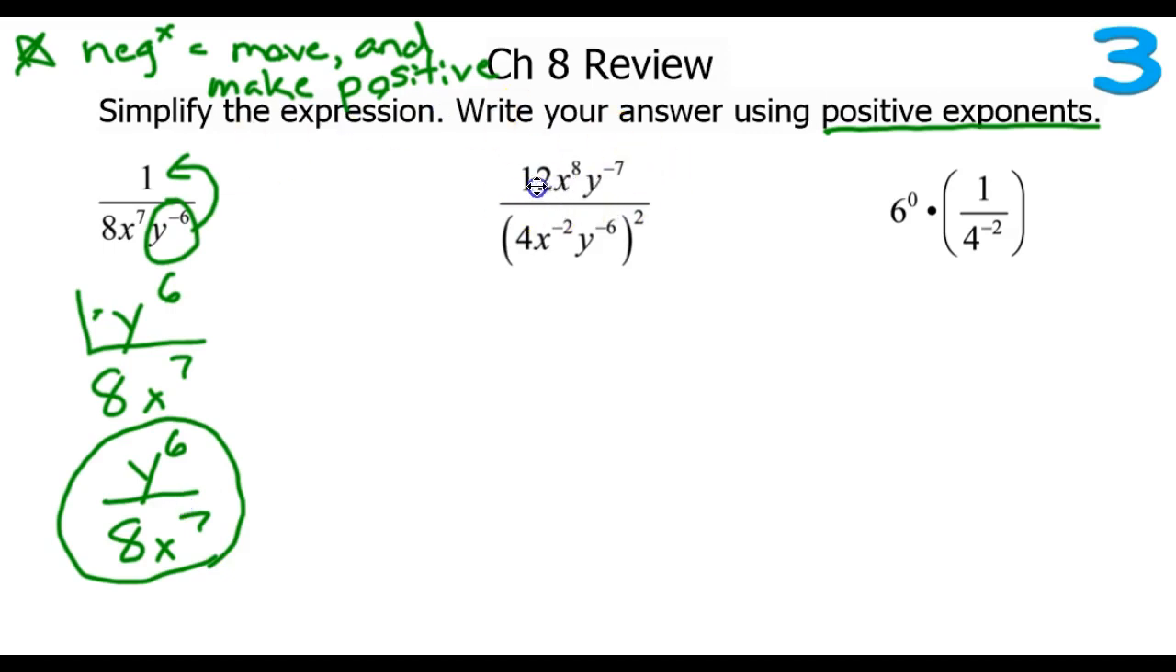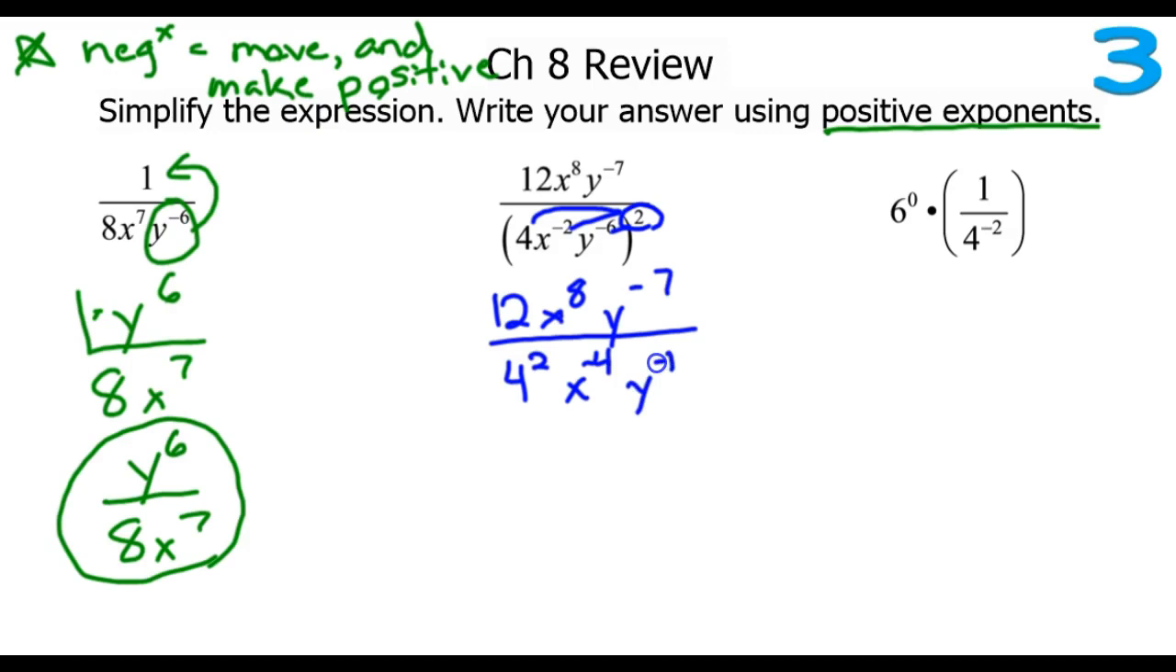Here on this problem, we have some numbers on the top, no parentheses. Down here, we have parentheses with a 2 on the outside. Now, we could rewrite this 2 times, or I'm just going to distribute this 2, or this squared, to every term that I have. When I distribute, I'm multiplying. So what we'll have is 12x to the 8th power, y to the negative 7th, over 4 squared, x to the negative 4th power, because I multiplied 2 by negative 2, and y to the negative 12th power.